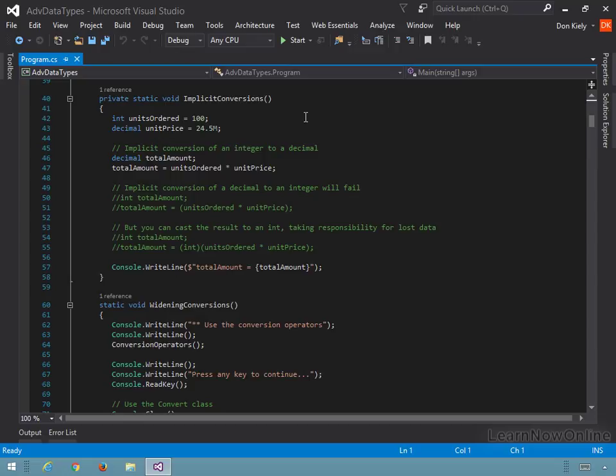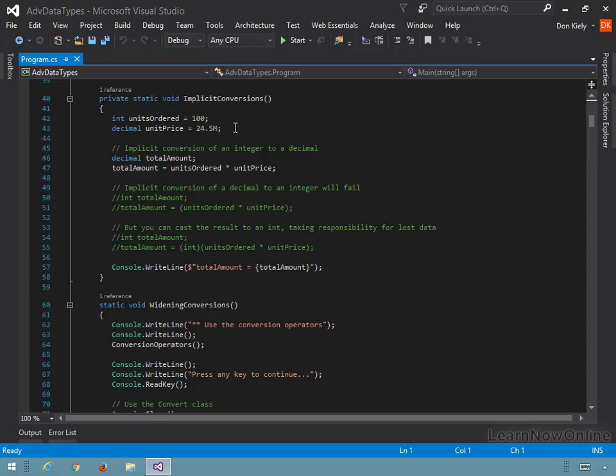When you declare a variable, you specify the type of data that it'll hold. So here's some code that declares a couple of variables, an integer units ordered, which I'm initializing to 100, and then a decimal unit price set to 24.5. This is the cost of each unit of whatever this product is.